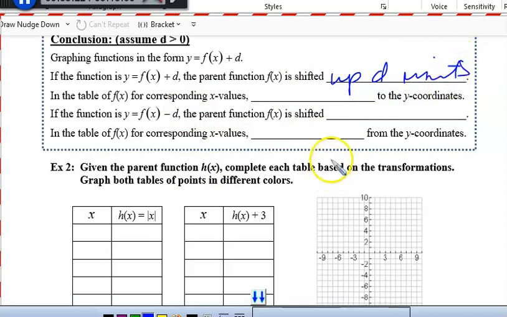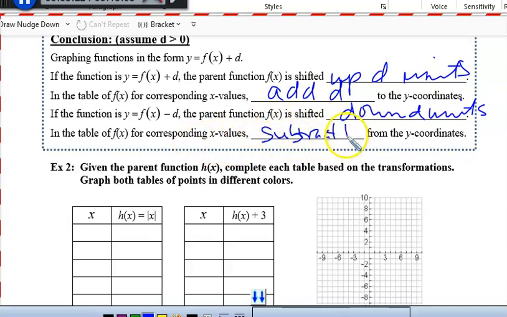To make that happen mathematically, you're going to go to the table. The corresponding x values are exactly the same. We're not going to mess with them. We are going to add d to the y coordinates. And if your new function is f of x minus d, the parent function f of x is actually going to be shifted down d units. We saw that today in class. And in the table, for the x values that are the same, we're going to subtract d from those y coordinates.